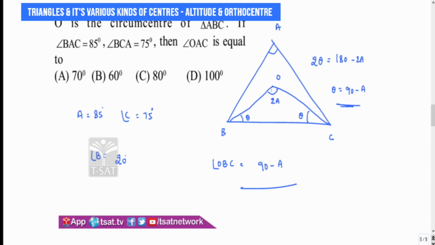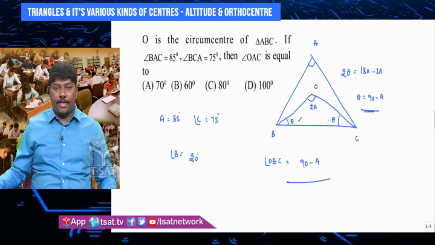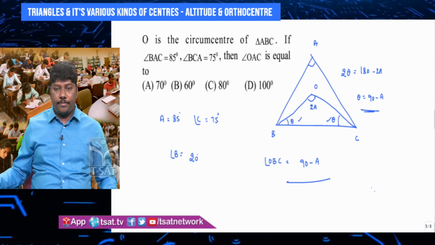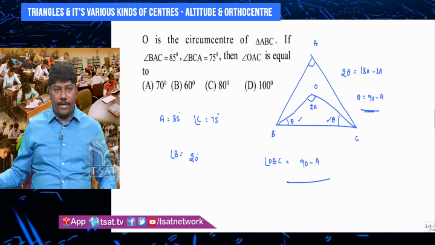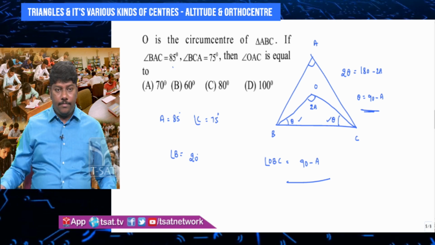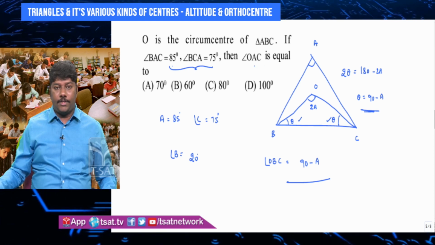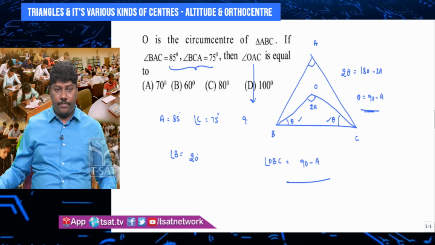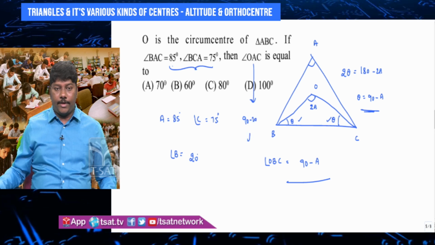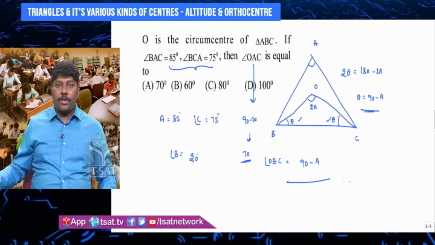Just remember that angle is 90 minus A here. This is also 90 minus A here. You can directly find out. Here the moment you get 160, it is 20. So therefore this is 90 minus 20. Answer is 70. Next one.